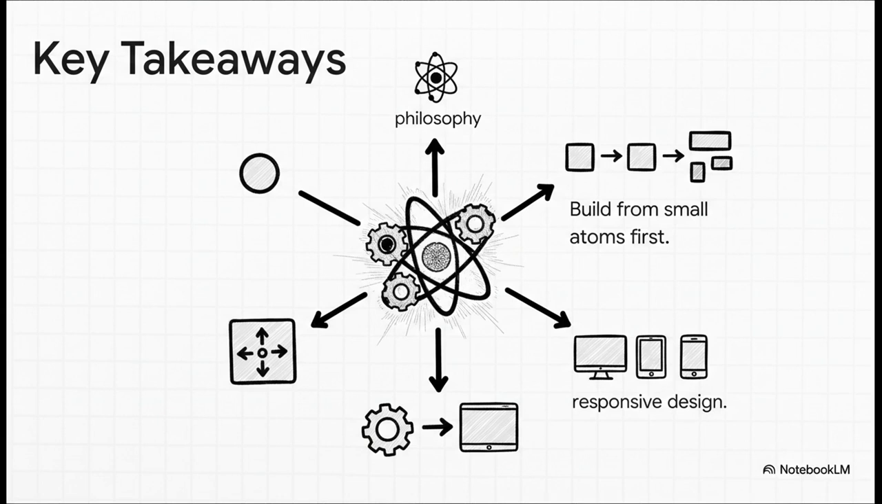So what's the big takeaway from all this? It's really about a shift in your mindset. You have to start with a philosophy, something like atomic design. Build from the smallest atoms first. Use amazing tools like auto layout to make your components flexible. And remember, when you have a strong system in place, responsive design becomes almost effortless. You're not just designing screens anymore. You are building a living, breathing system.